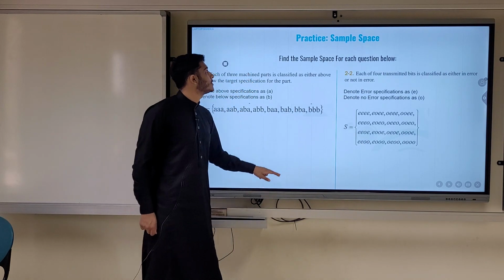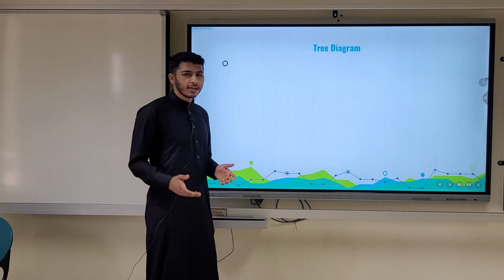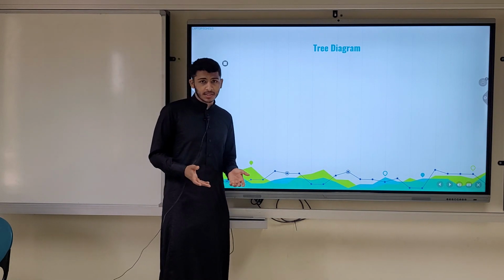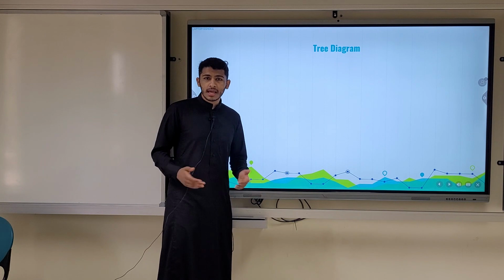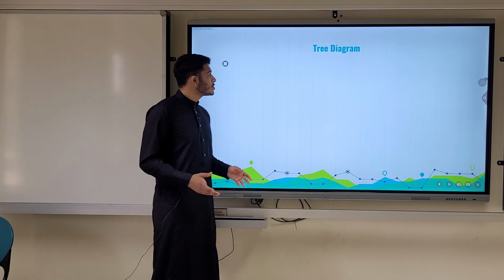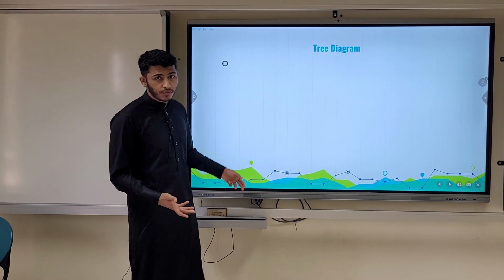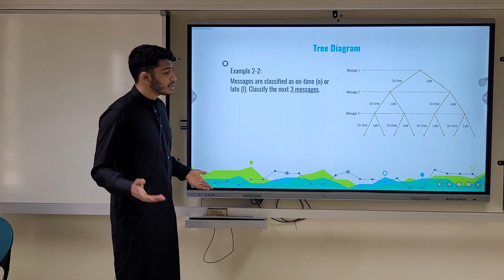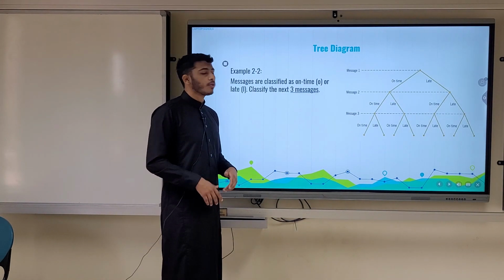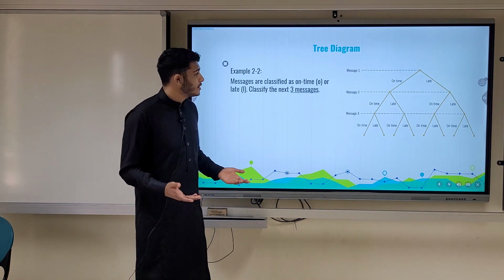So let's say that you may find some difficulties in solving some sample spaces. Maybe they are difficult, or you just want to make sure you have enough time in the exam and you want to make sure of your answers. So a tree diagram may be useful for you. Tree diagram is not a foreign concept. We've seen these shapes before in middle school and even in high school.